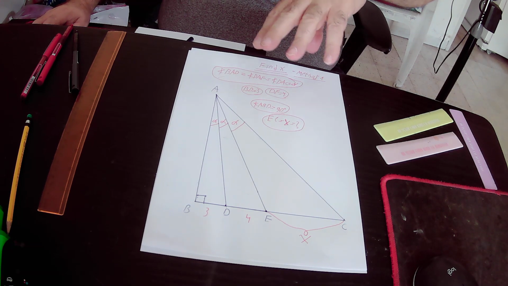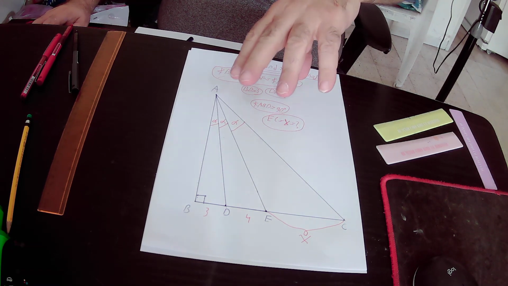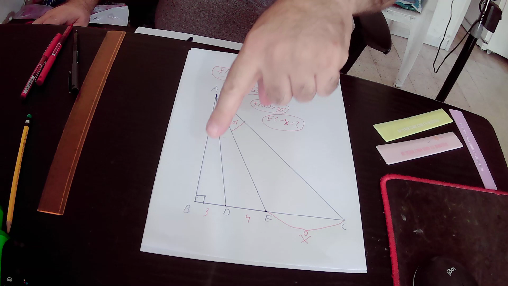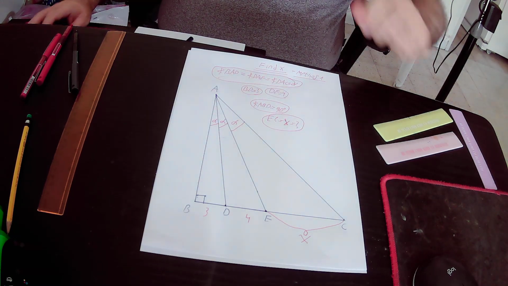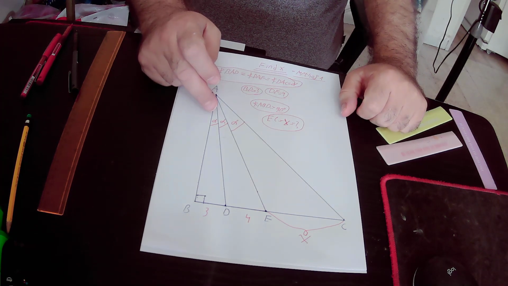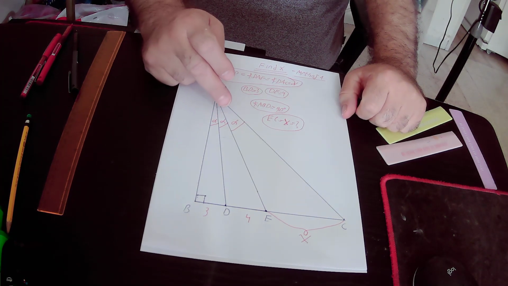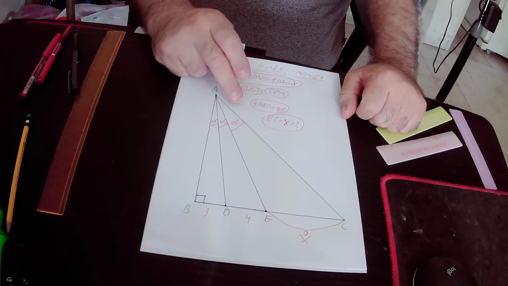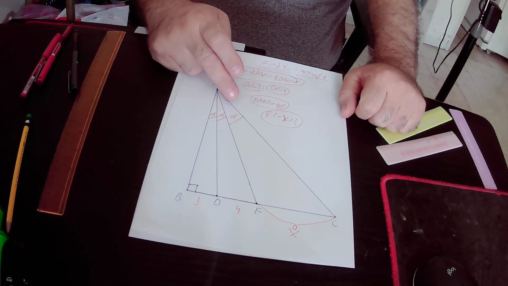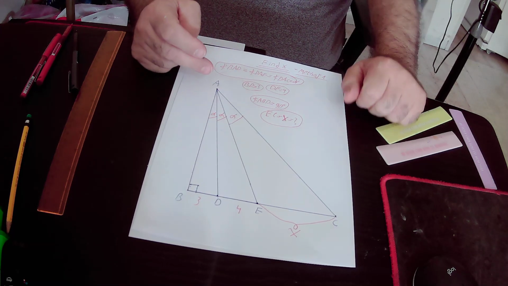Hello, in this lecture we will find the value of x using two different methods. In the drawing we have a right triangle, triangle ABC, angle ABC equals 90 degrees, angle BAD equals alpha, angle DAE equals alpha, and this angle EAC also equals alpha.